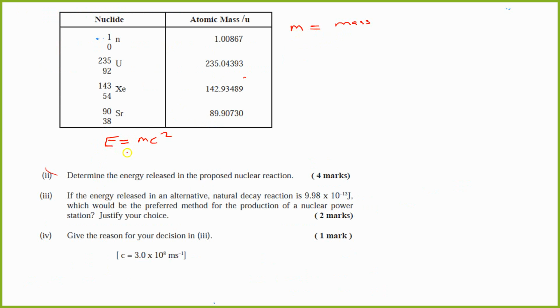So the mass that we're trying to find here in the energy equation is equal to the mass of the elements before, or we could say mass before fission. Let's just say mass before fission, subtract the mass after fission. Mass before fission minus the mass after fission.